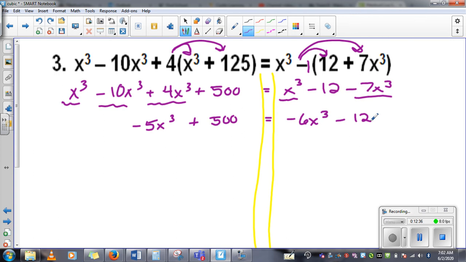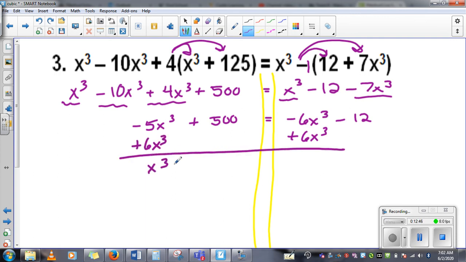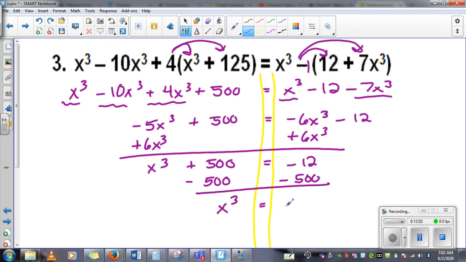And I probably don't want to have x to the third on both sides, so I think I'll add 6x to the third. And that's going to give me x to the third plus 500 is equal to negative 12. And now I think I'll minus the 500, because that's my not so close friend. And I get x to the third is equal to negative 512.